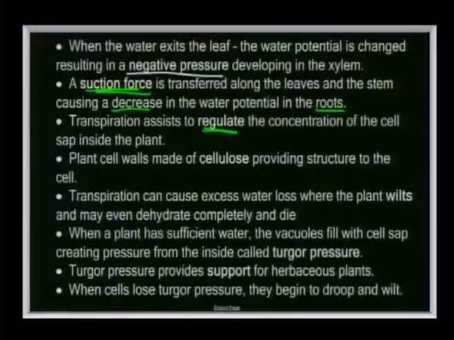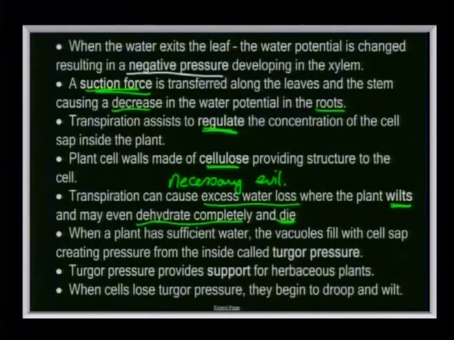Because if the leaves don't have water, they cannot photosynthesize. They cannot produce food for the plant to stay alive. So transpiration assists to regulate the concentration of the cell sap inside the plant. Plant cell walls are made of cellulose, providing structure to the plant. Transpiration can cause excess water loss. That's our necessary evil, where the plant will wilt and may even dehydrate completely and die. This is a necessary evil.